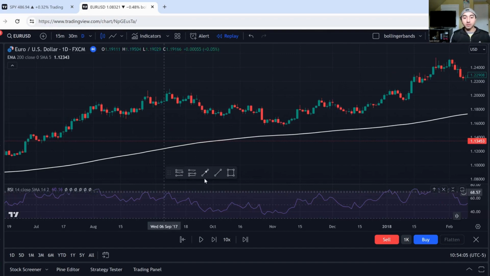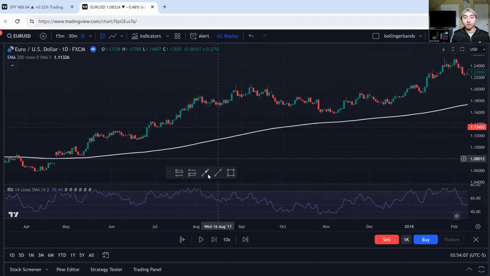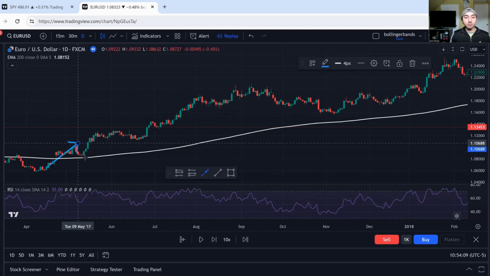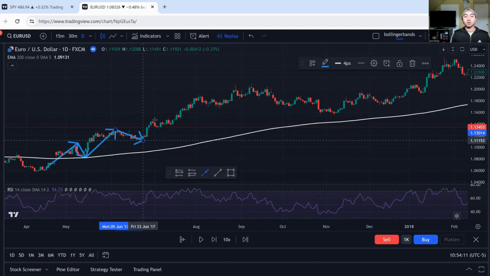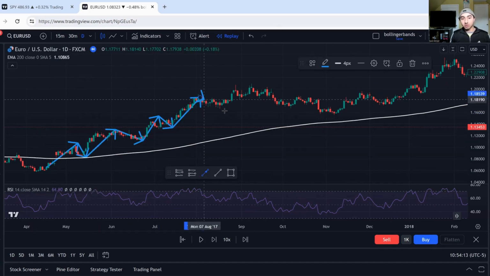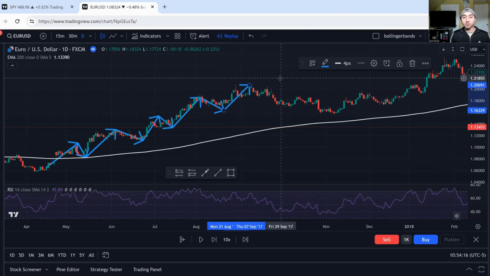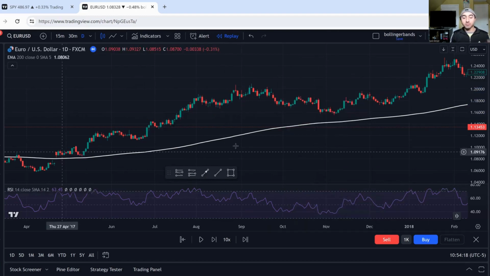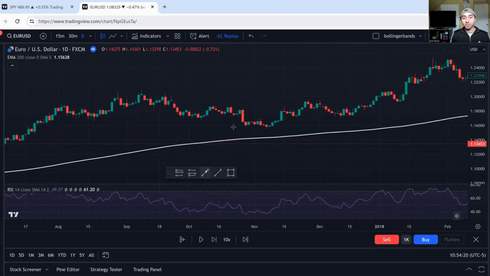So here we have this, right? What do you see over here, guys? Again, we're in an uptrend, right? Higher high, higher low, higher high, higher low, higher high, higher low, higher high. Okay, very simple, point blank period, an uptrend. Also, price is above the 200 EMA.